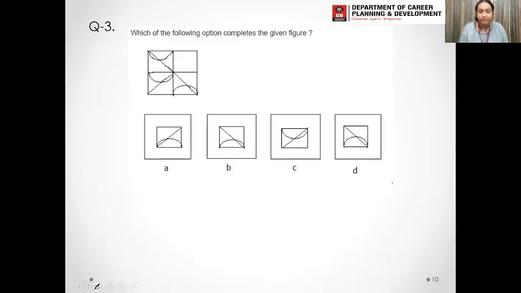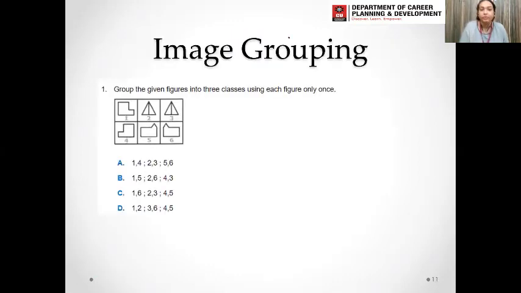So let's move to the next question. The next type of questions is image grouping. So we will group them up. They say to group them into three classes, having each figure only once. Image grouping means that we have to group the similar images together, like 2 and 3. These are similar because these are mirror images, or you can say these are the same. 2 and 3.